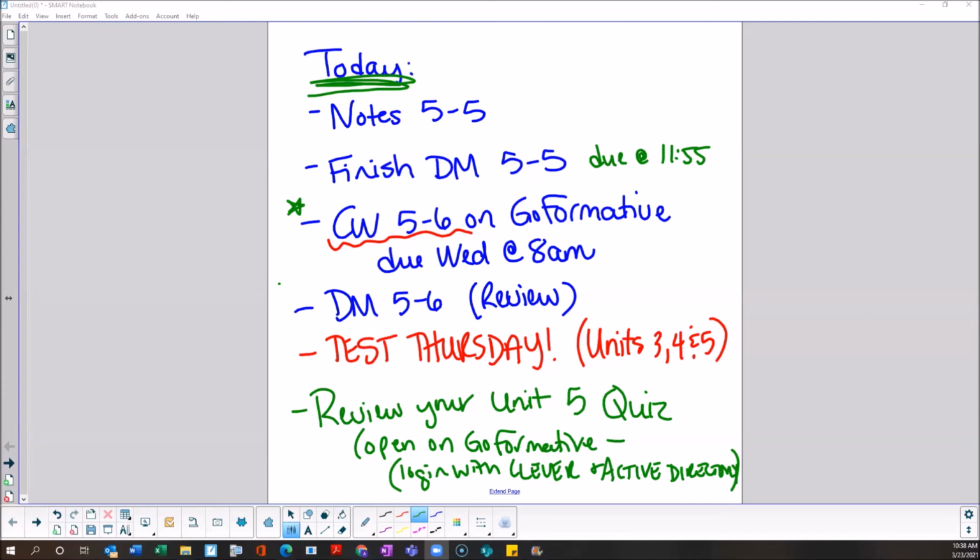And then you also have tomorrow's Delta Math 5.6. So if you're kind of ahead of the curve and want to get started on that, that would be smart. That's a review, and so that has a bunch of problems from Unit 3, 4, and 5. Our test is Thursday. And as we said yesterday, it will be all multiple choice. It covers Unit 3, 4, and 5. So it's cumulative.